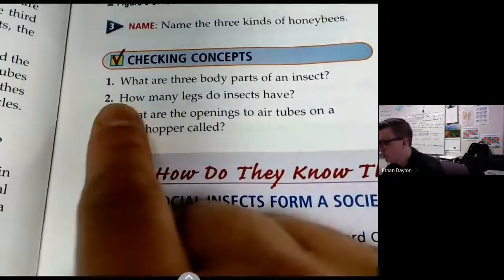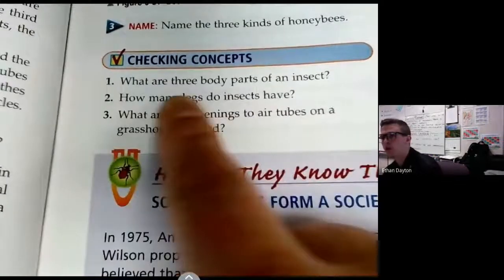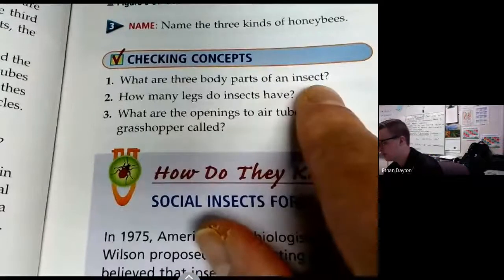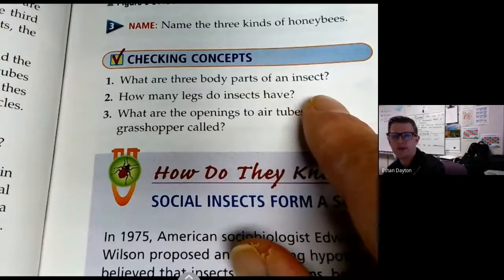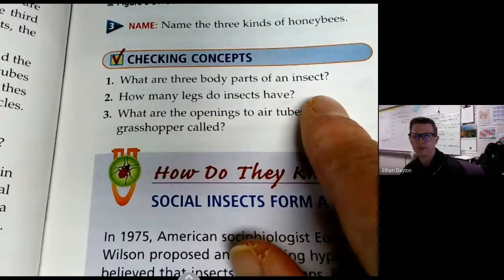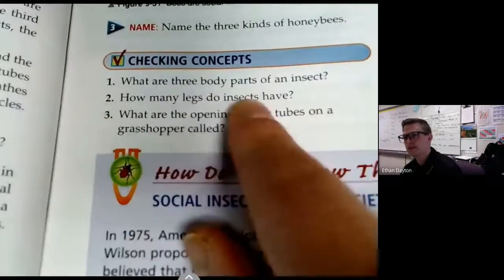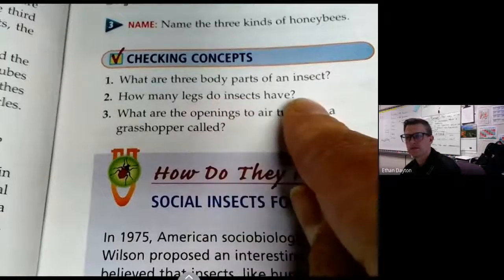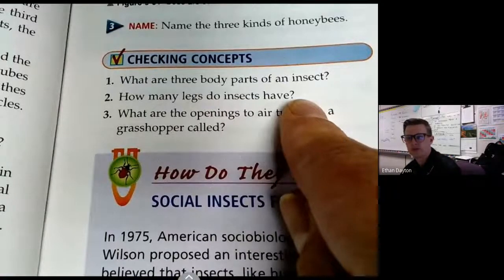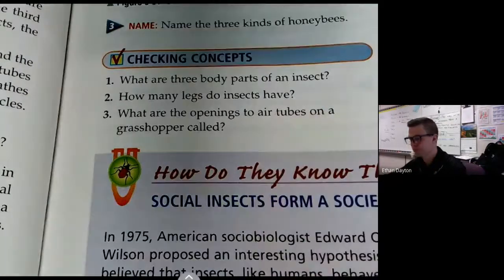All right, so you are writing these answers in complete sentences in your science notebook, questions 1 through 9. We have, what are 3 body parts of an insect? You could say 3 body parts of an insect are blank, blank, and blank. Number 2, how many legs do insects have? So your response would be, insects have blank legs.